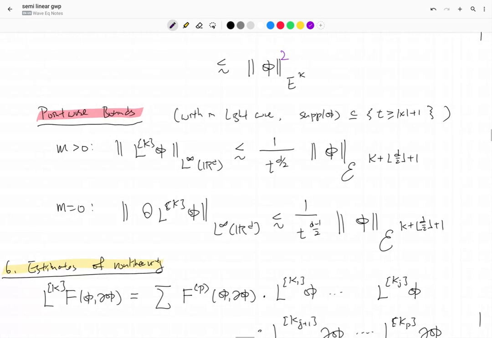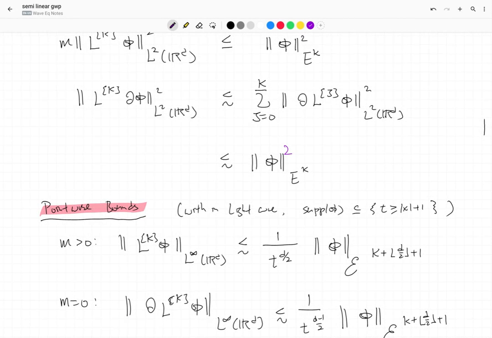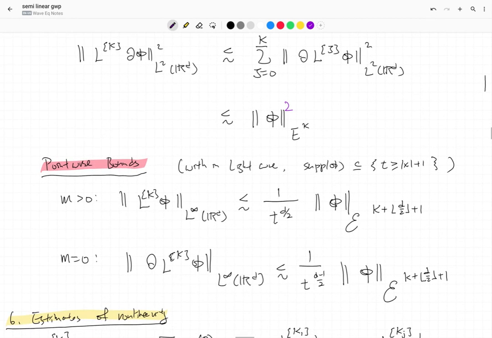Next, let's look at pointwise bounds. Pointwise means L infinity bounds. Up here we have L2 bounds, and notice that we're only looking at L2 integrating over space; I'll explain why in a moment. Now we're going to look at L infinity on a constant t slice. For the pointwise bound to hold, we're going to use a dispersive estimate, the version where we have compact support. In particular, we're going to assume that the support of phi is contained within the set t bigger than or equal to |x| plus 1.